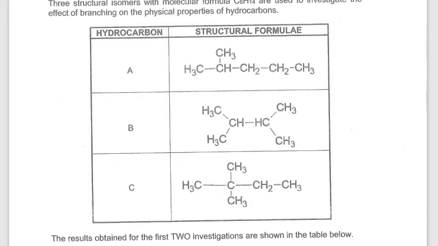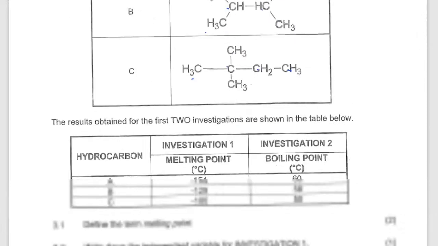They're saying the results obtained for the first 2 investigations are shown in the table below. Here, a little bit straight, more branched. How many branches are these? Here, 1, 2, 3, 4. Okay, more branches. All right, let's go to the question.